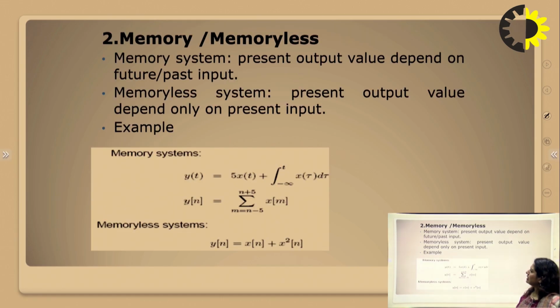So there are various characteristics of the system. The first one is memory or memoryless. This is also called static or dynamic. If the output depends only on the present input, then it is static. If the output depends on the present and also the past, then it is called dynamic, or with memory. And in memoryless, it depends only on the present input.